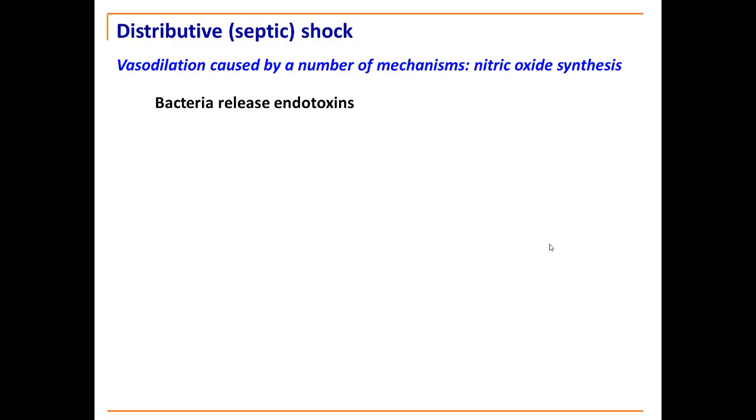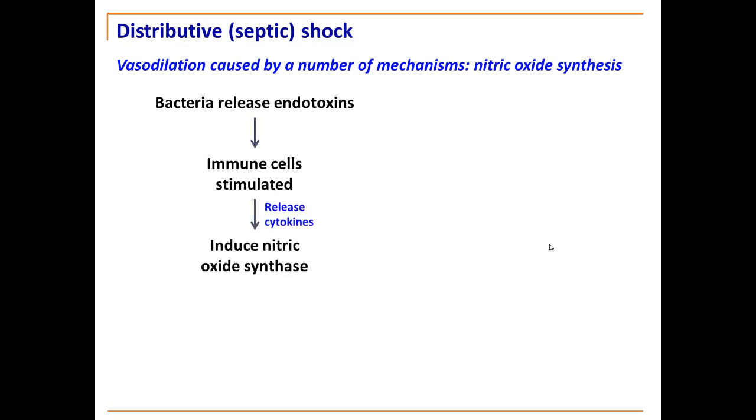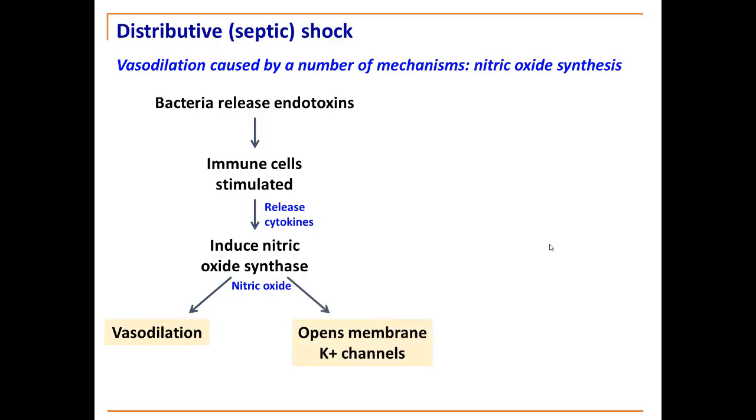And now if we're thinking about how it works in terms of nitric oxide synthesis. So the bacteria, again, they're releasing those endotoxins. In this case, we're starting to stimulate our immune cells. They release a variety of cytokines, and these cytokines can start to induce nitric oxide synthase. And so therefore we're starting to make more nitric oxide, more NO. And that, of course, in itself leads to vasodilation. And it then in itself also opens up those potassium channels, which through hyperpolarization leads to that reduced muscle contraction again.